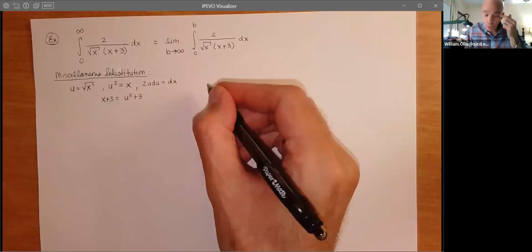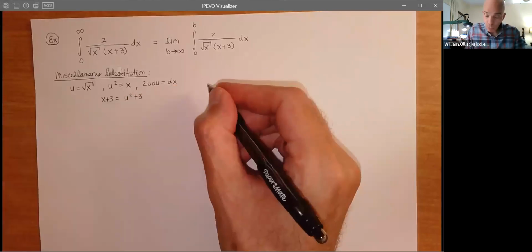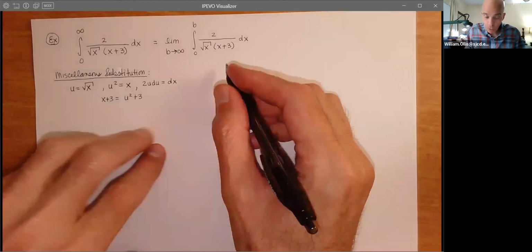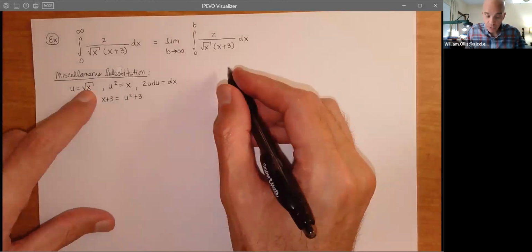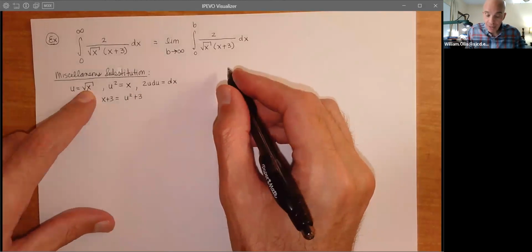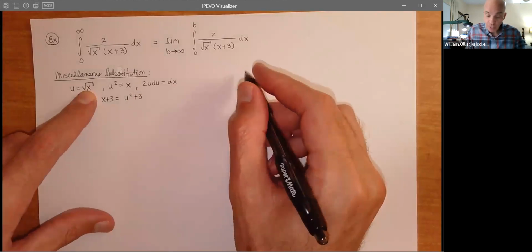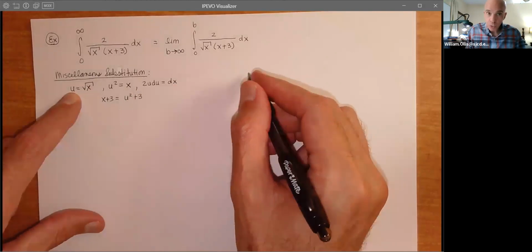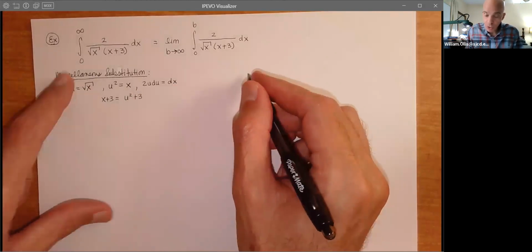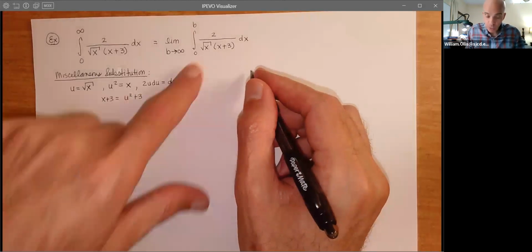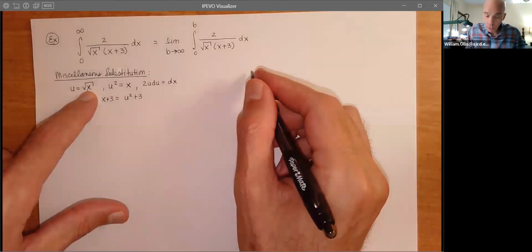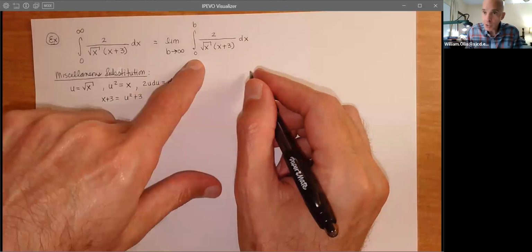Now, again, we're thinking, well, what about the limits? Are we okay? Is everything all right? Well, of course, if we replace square root of x with u as x tends to infinity in this particular case, so does u. And so when we switch to the u variable, this is not going to change. And then, of course, if x is 0, u is 0, so the lower limit's not going to change.